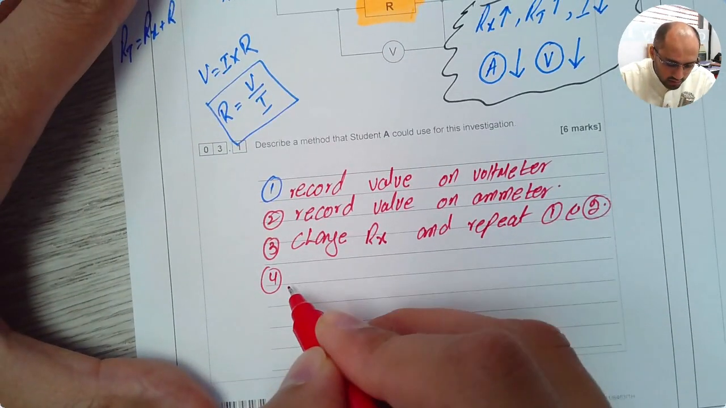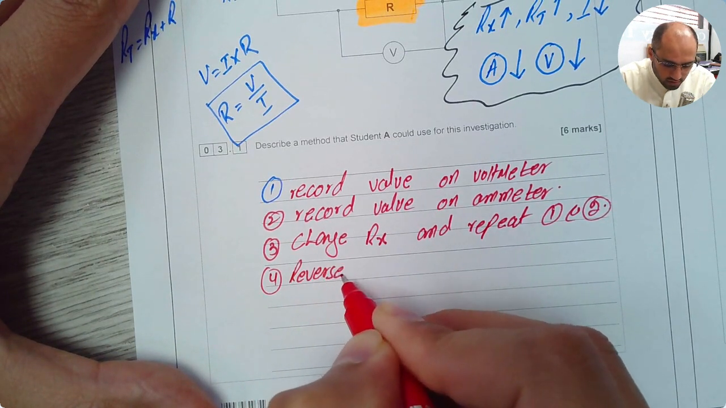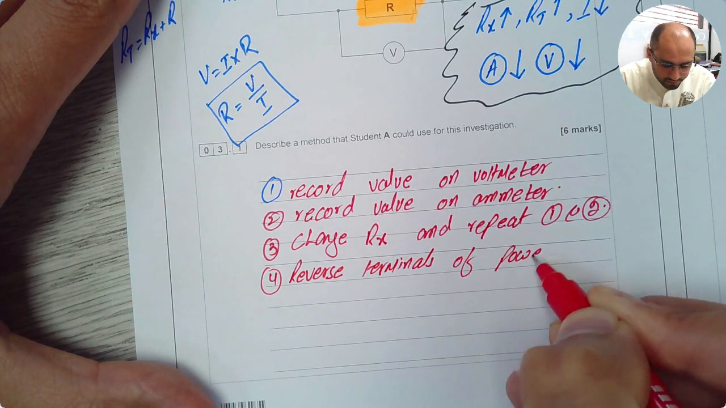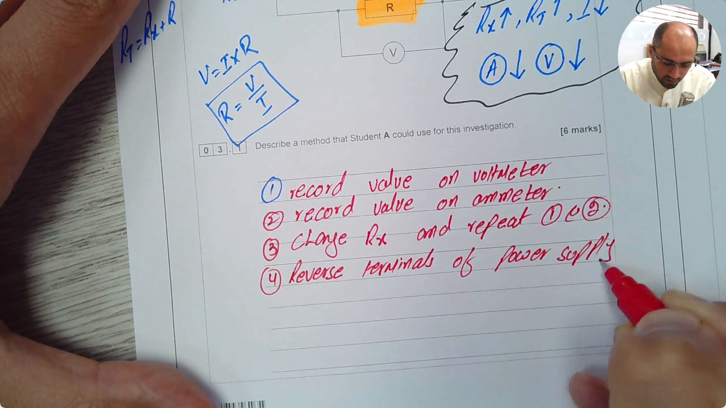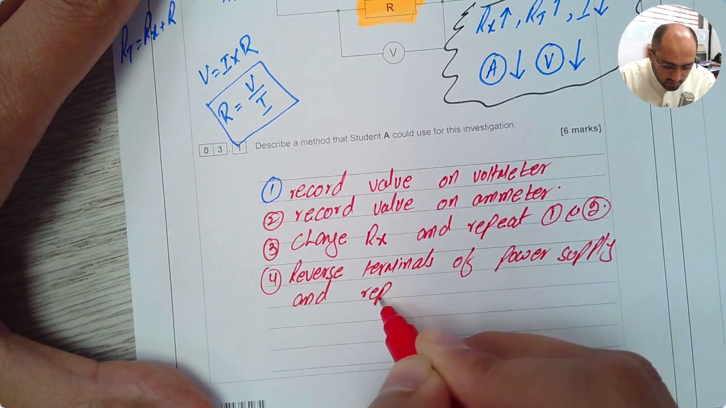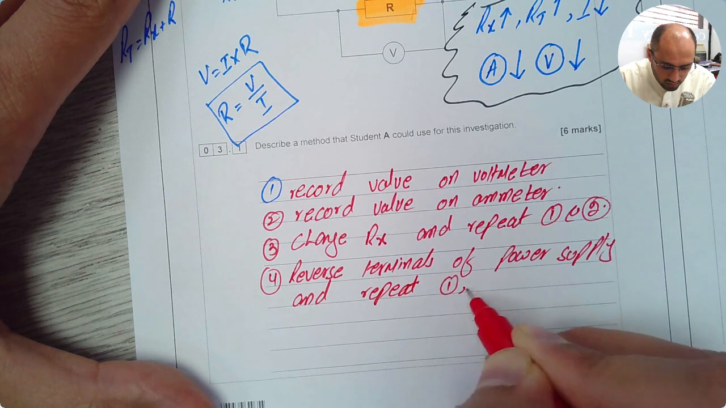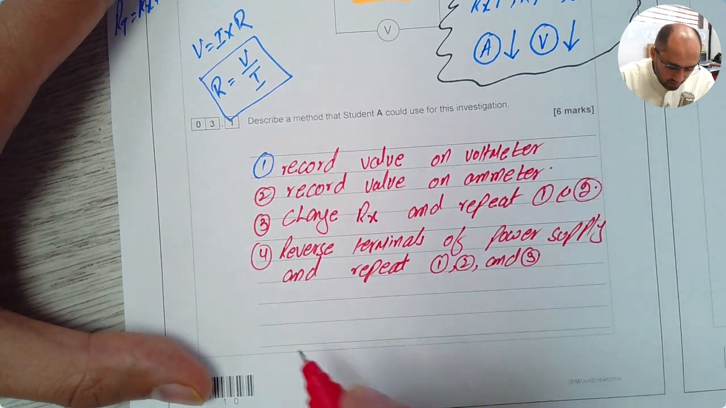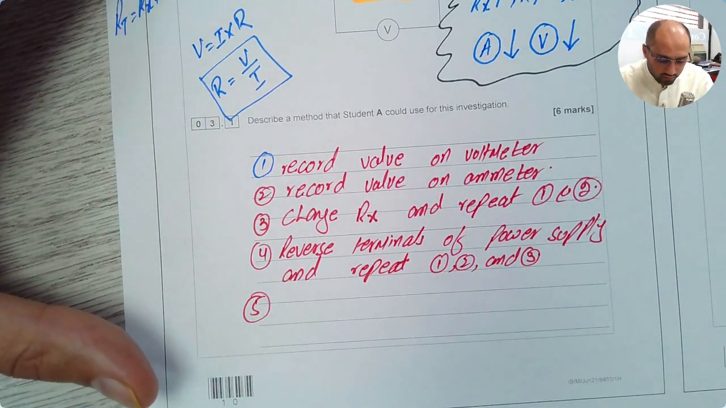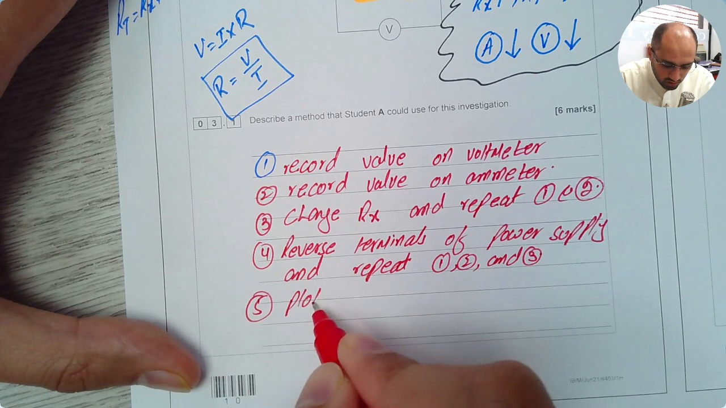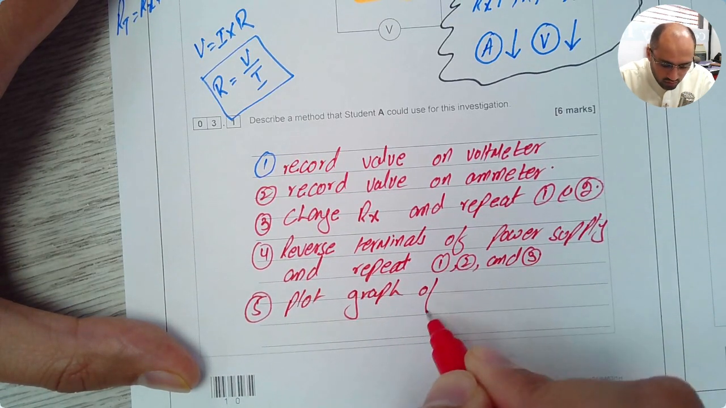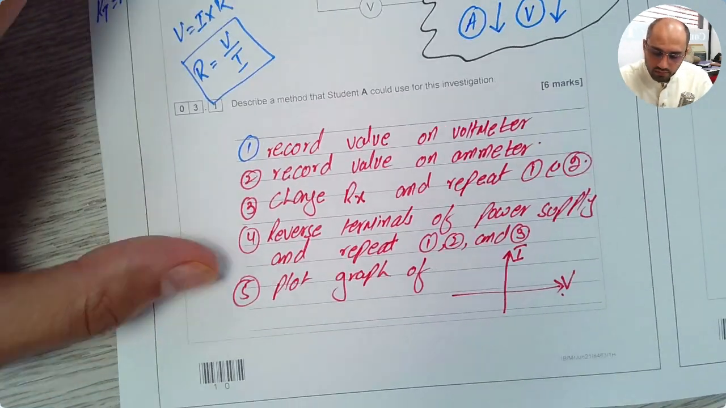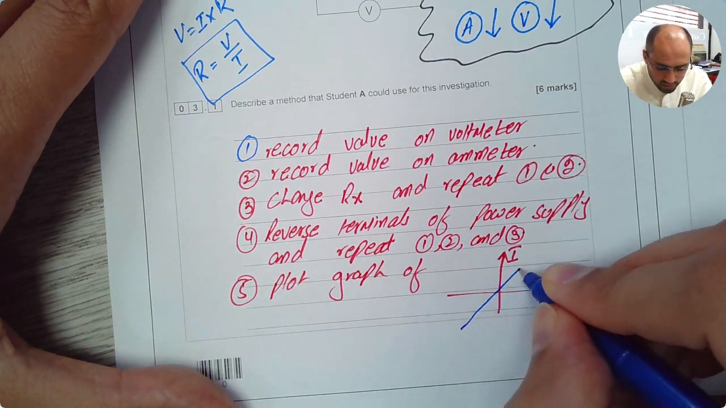Number 4, I will now say reverse terminals of power supply and repeat 1, 2, and 3. Number 5, once I've got the values of V and I, I'm going to say plot graph of I against V. And when you plot this graph, it will be a straight line because it's a resistor.